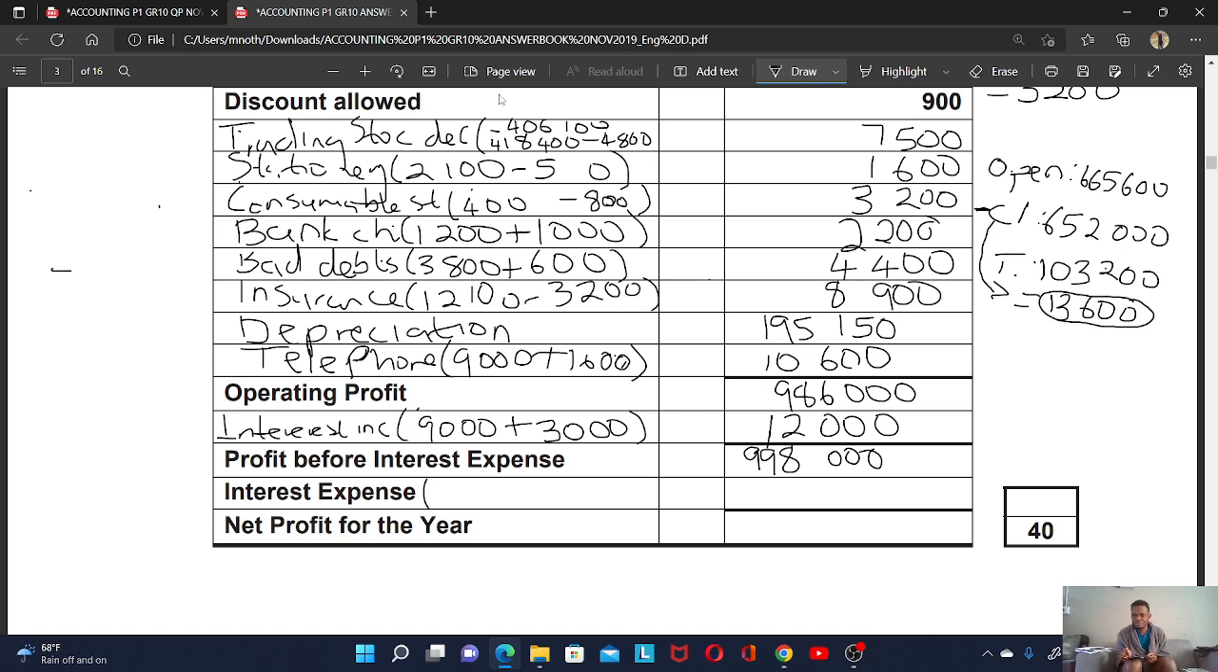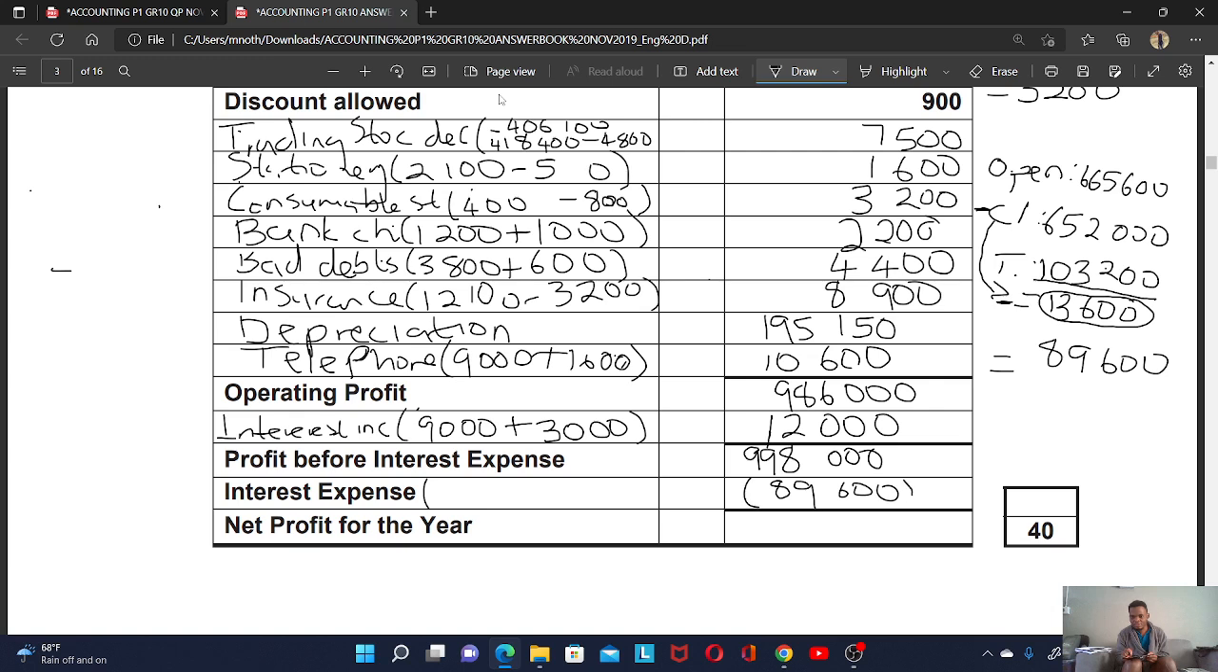If this is the amount it was paid, how much is the interest? Because the total includes the interest, to find the interest I'm going to say total including the interest minus this amount. So 103,200 minus 13,600. Then now you've got your interest. The interest is equal to 89,600.